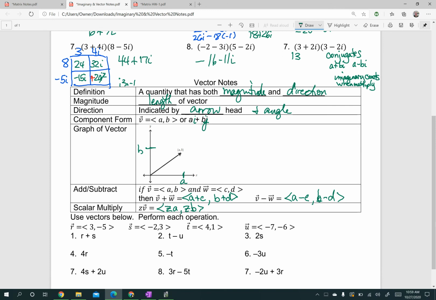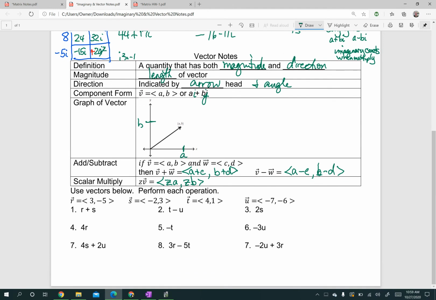So when you do these, r plus s is 3, negative 5, plus negative 2, 3. And you just add: 3 plus negative 2 is 1, and negative 5 plus 3 is negative 2. So t minus u is 4, 1 minus negative 7, negative 6. So 4, let's distribute this negative through. So 4 plus 7 is 11, and 1 plus 6 is 7.